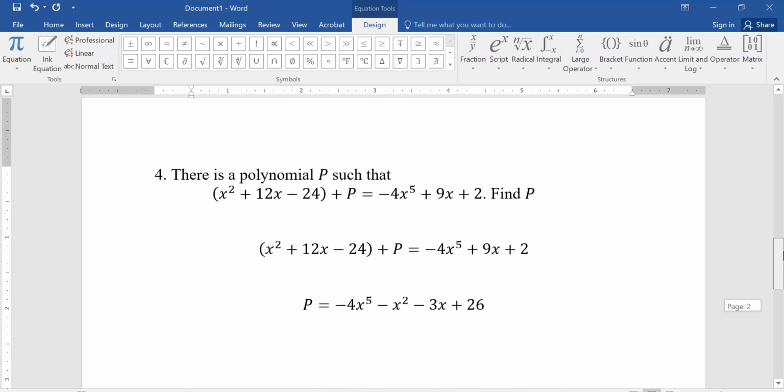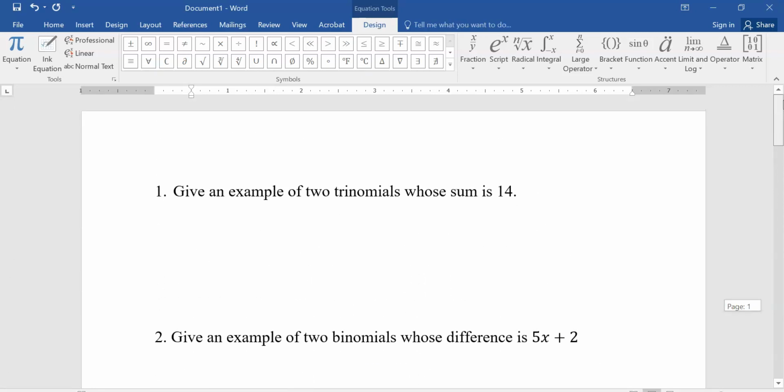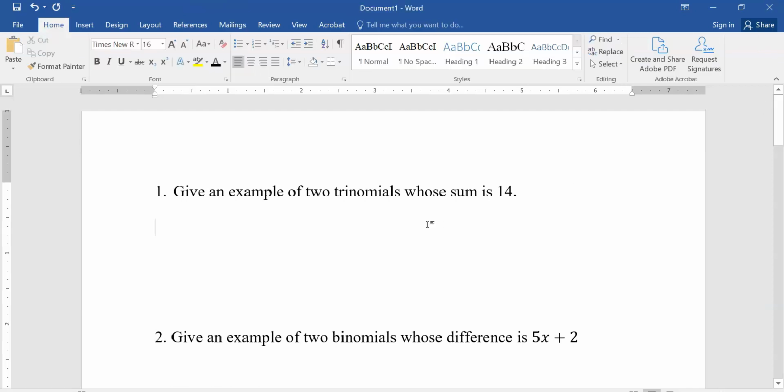All right, so then I'm going to move back up to problems 1 and 2. These are a little bit more mushy in terms of solutions because it turns out there's lots of different solutions to problems 1 and 2. It says, give an example of two trinomials whose sum is 14.